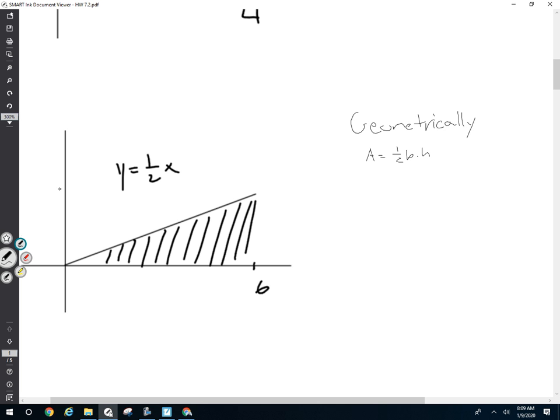I need to find this value. If I plug in 6 into x, I get 3. So my area is 1/2 my base length, which is 6, times my height, which is 3, and I get 9. Okay, so that's one way to find this area: it is 9.